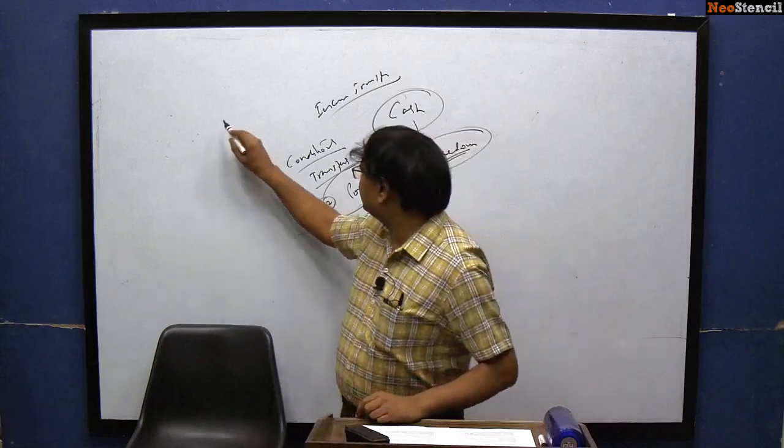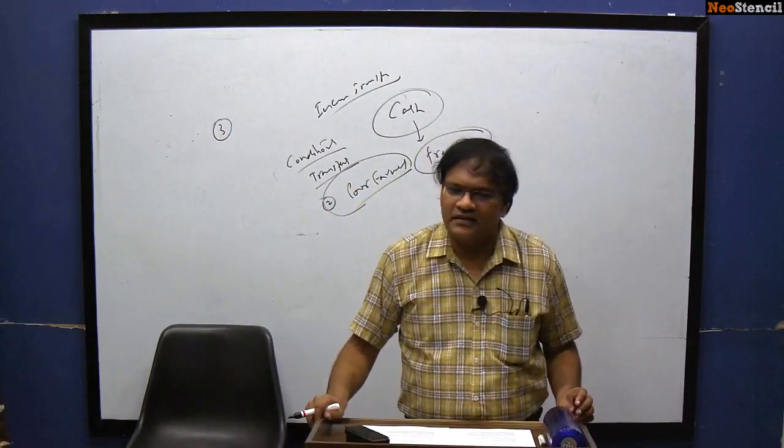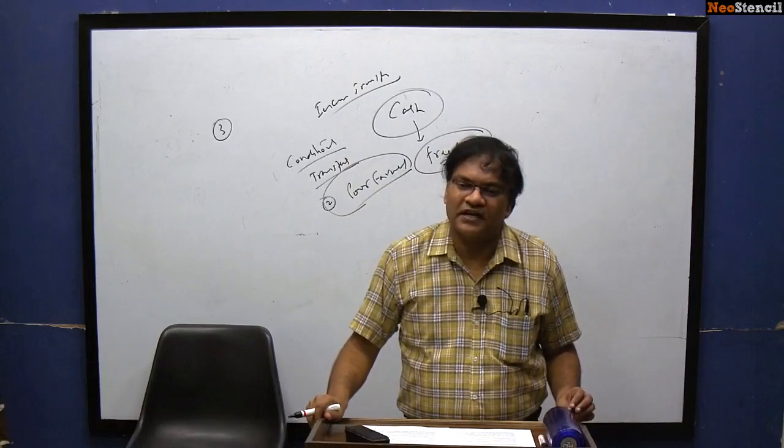Next, the next important point, third or fourth, whatever it may be. The next point is that there is less scope for corruption here.